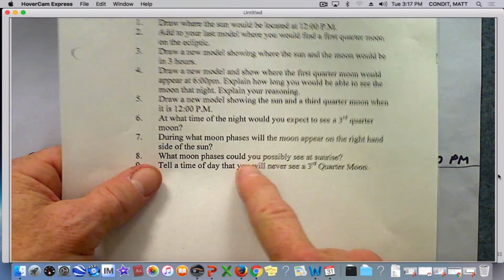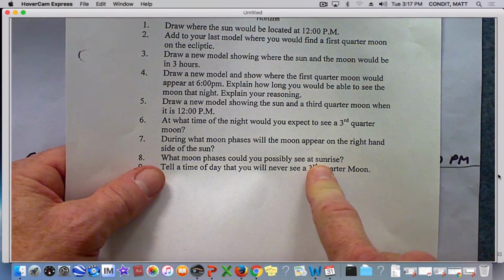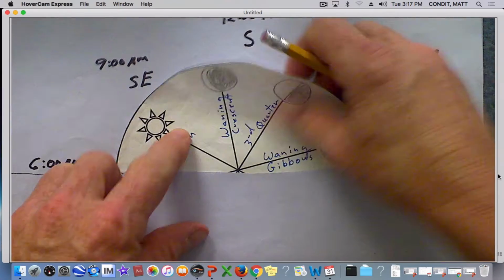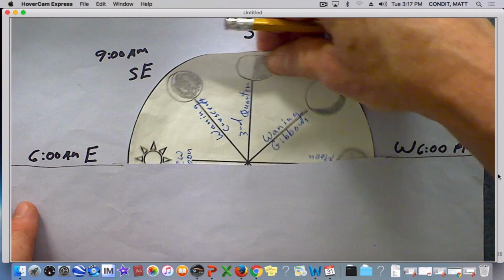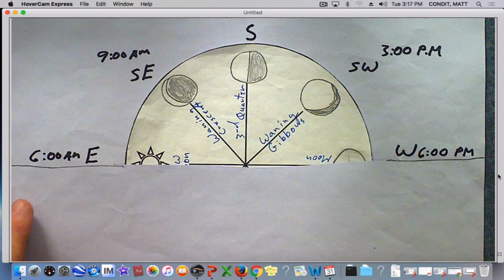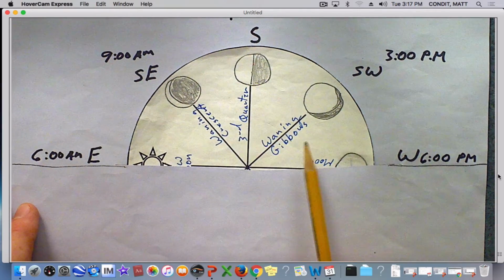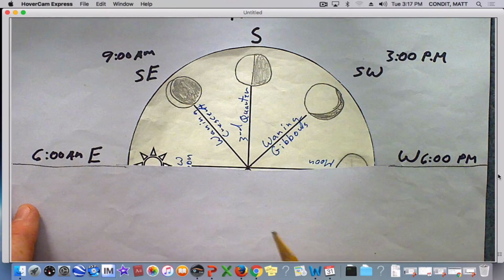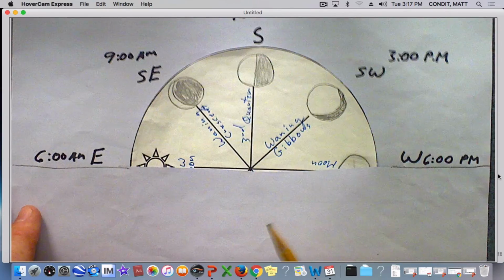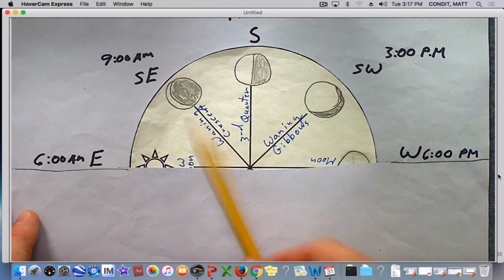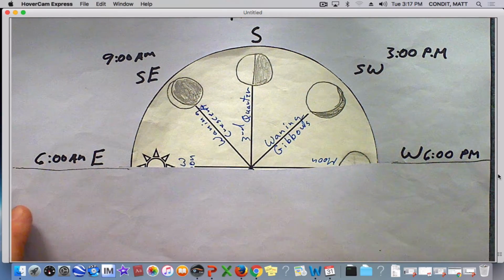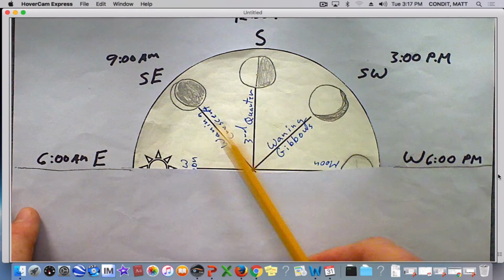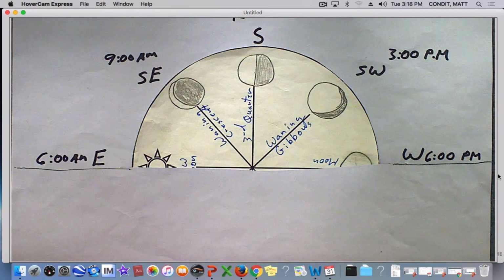What moon phases could you possibly see at sunrise? Again, move this to sunrise. That's right when the sun's coming up on the horizon. And the answer is going to be our waning moons. Any of these moons are going to be up in the sky during those really early morning hours. And we know from our moon data first look that all of those waning moons that I recorded, I found in the morning hours, and that's why.